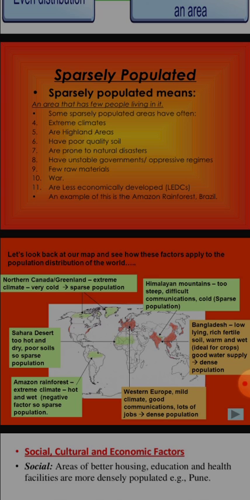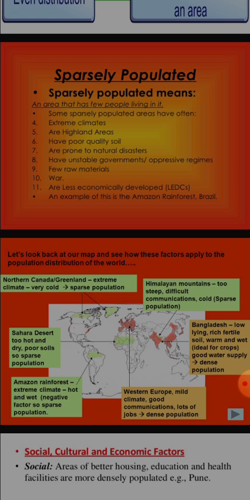Understood? So this is the distribution all over the world. Northern Canada, because of extreme climate, very cold. Himalayan mountain, coming to the right side on the top. Himalayan mountain too steep, difficult communication, cold, sparse population. Therefore, population is very sparse. So, children, these are the factors why the population is more in some places all over the world, and why some places have very less population.